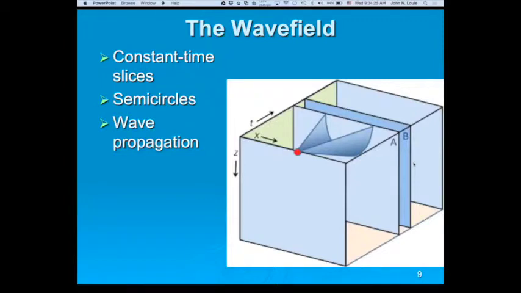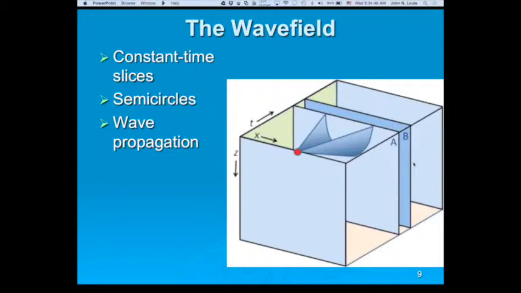There are other ways, or other directions, that one can construct a wave field in. There's constructing the expanding circle on constant time slices. And we didn't do much of this in 706. We really looked at that only as kind of a curiosity.